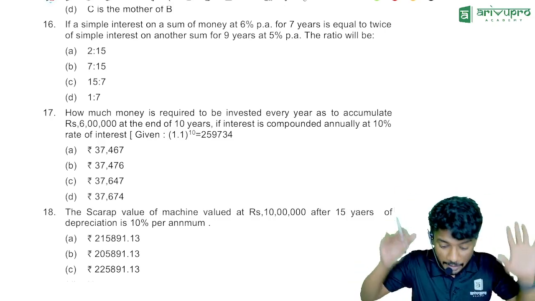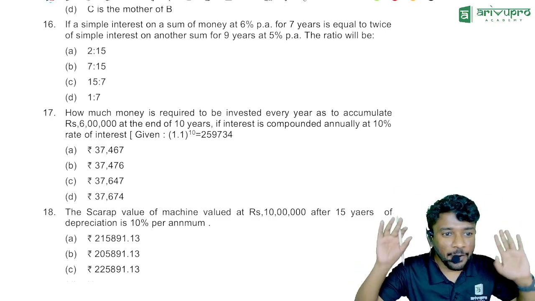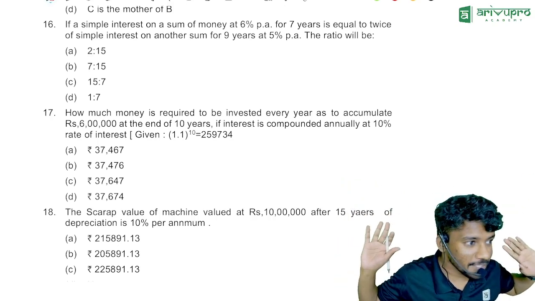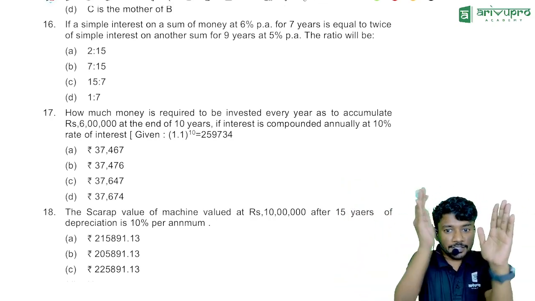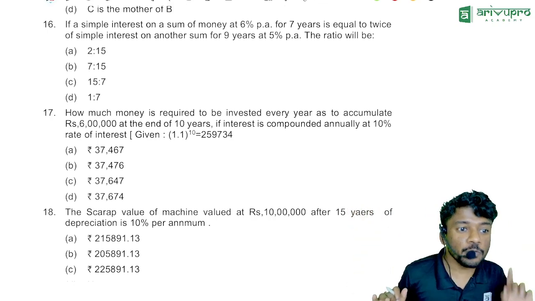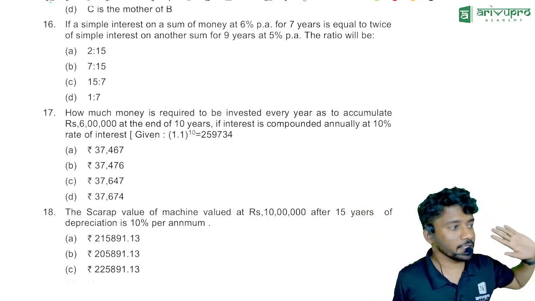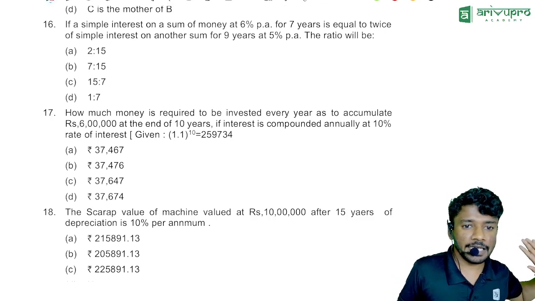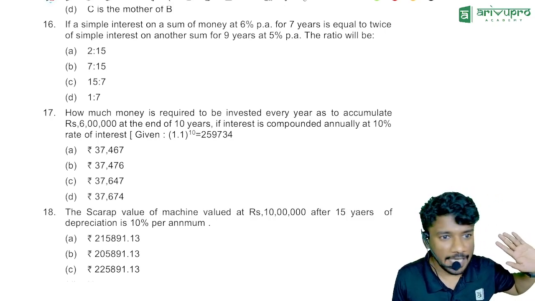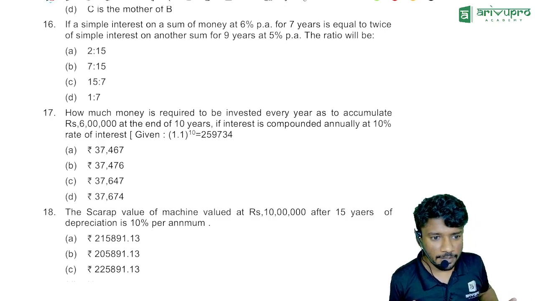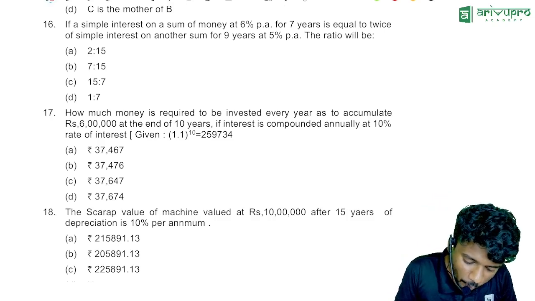If you zoom in, 1 plus I, the whole raised to n minus 1 is the formula of effective rate of interest. Then, if you zoom out and zoom in again, P into 1 plus I, the whole raised to n is the formula for amount with respect to compound interest. Correct? Yes? Can you solve this? We solved this in the class also, the same question. Yes? So what is given over here?